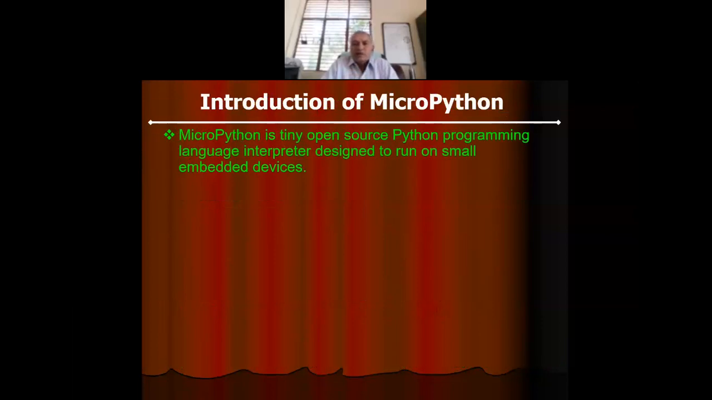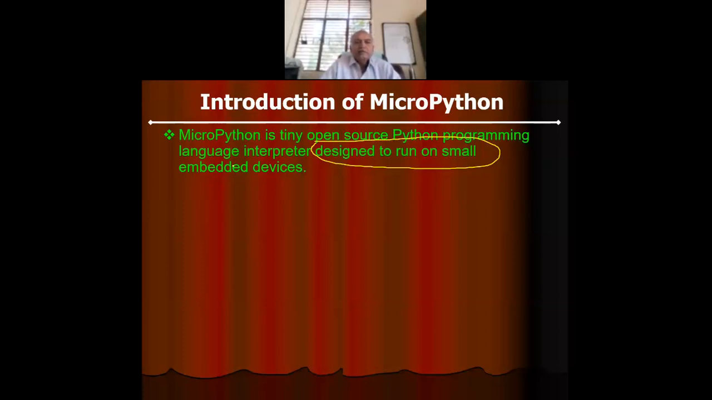Then we will discuss today MicroPython. Actually, MicroPython is an open source Python programming language. Most of the commands are very, very similar to Python. But the feature of MicroPython is that it is designed to run on a small embedded device like Node MCU. You can upload this MicroPython onto a Node MCU. It will reside inside it and run from it. So that's actually a very big advantage.